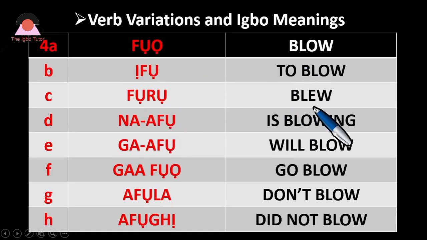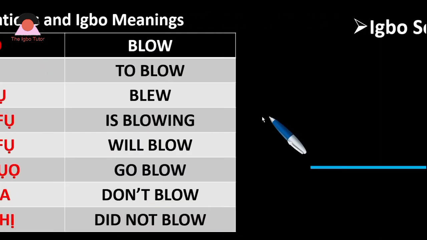Foro, blew. Na-afụ is blowing. Ga-afụ, will blow. Ga-afụọ, go blow. Afụla or afụna, don't blow. Afụghị, did not blow. Let's go to sentence usage.